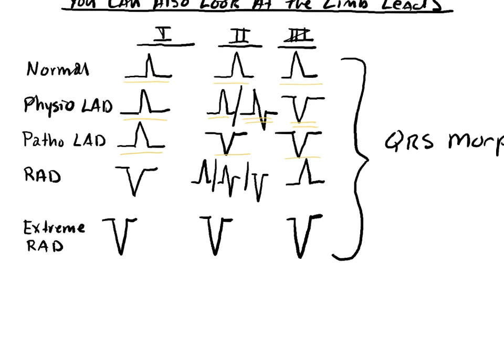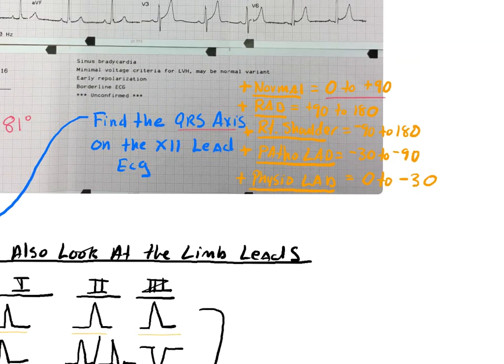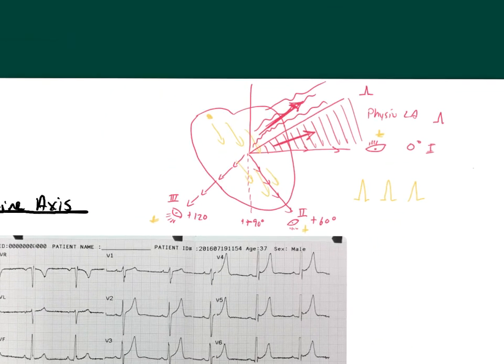So far, so good? Okay, so let's move over here. Maybe I'll just change the color a little bit. Here we go. So where's right axis deviation?